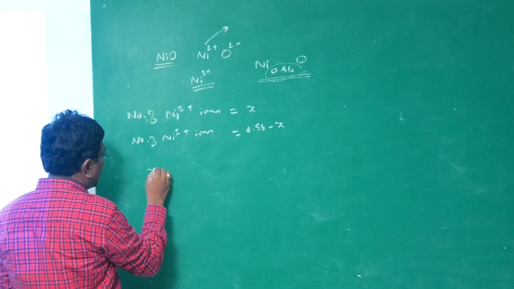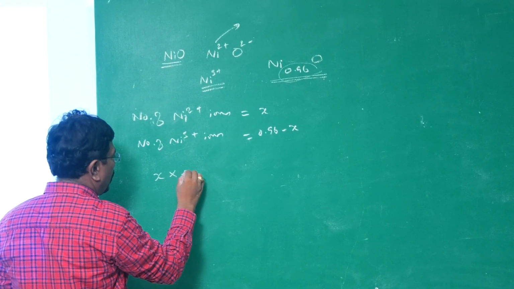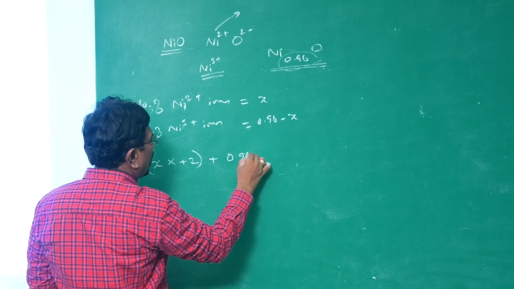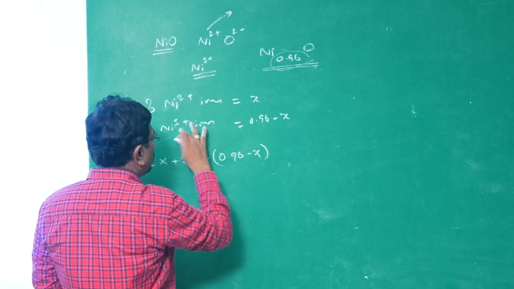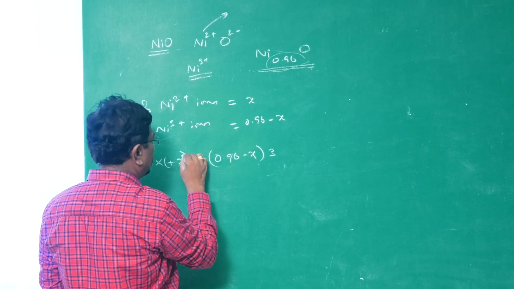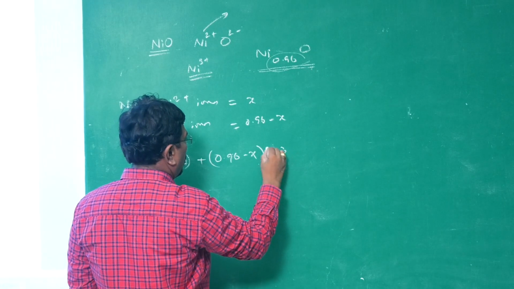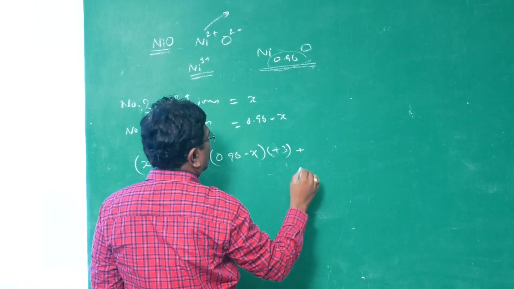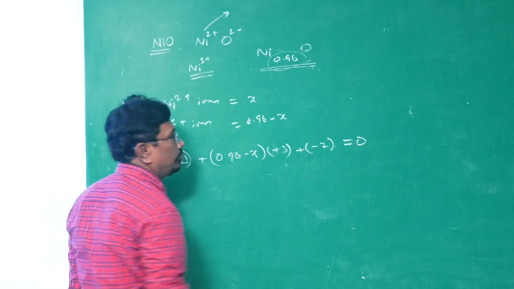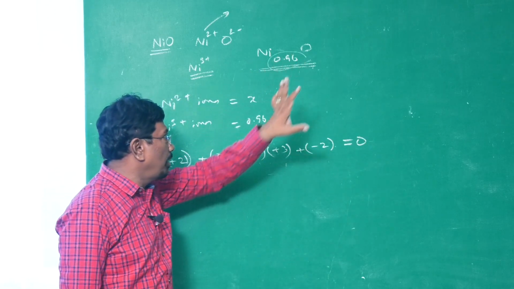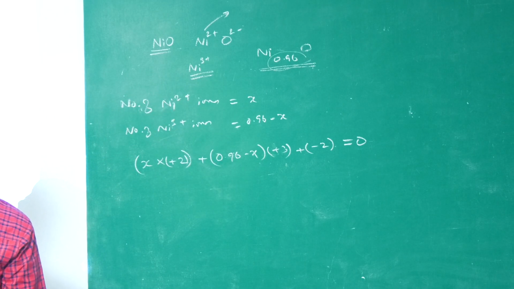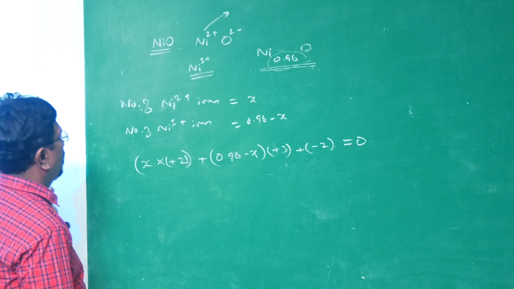So, if I have x atoms of Ni2+, that is my plus 2 charge, and if I have 0.96 minus x of 3+ charge, multiplied by plus 3, and 1 atom of minus 2 charge, the sum should be 0, because nickel oxide is made of Ni2+ as well as Ni3+. That's what is given. Nickel exists as Ni2+, Ni3+.